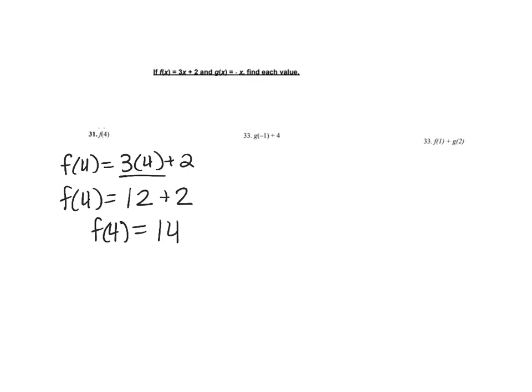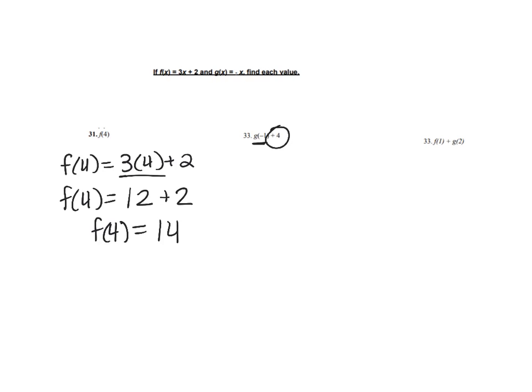Then we have number 33. 32 will be on a separate video that is uploaded. 33 reads g of negative 1 plus 4. So we're going to start by just finding g of negative 1. We'll find that answer, and then we'll add 4 to it.